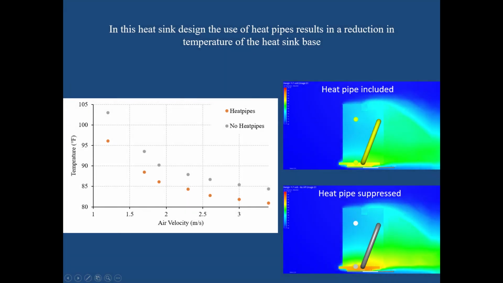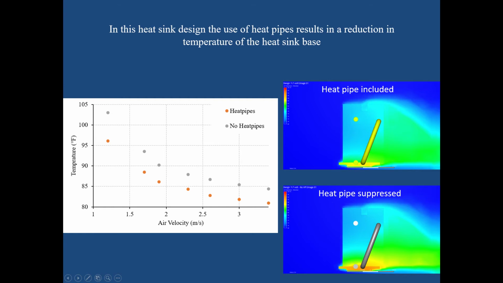To investigate the effects of embedding heat pipes in this particular heat sink, simulations were run with and without the heat pipes included. As seen in the graph to the left, in all the simulations the temperature had a noticeable increase without heat pipes, with greater differences at lower airspeeds. After removing the heat pipes, the average temperature increased by 4.3 degrees Fahrenheit.